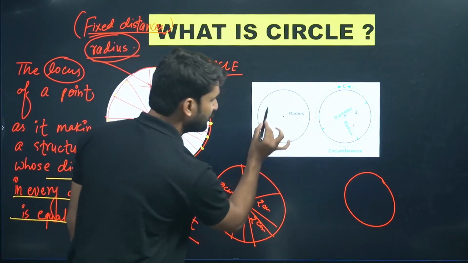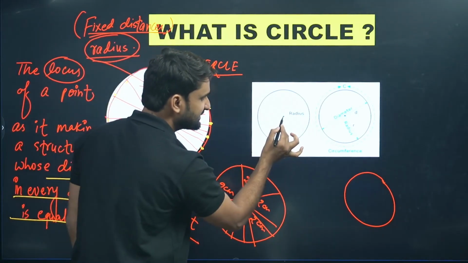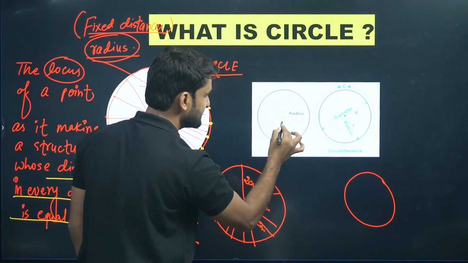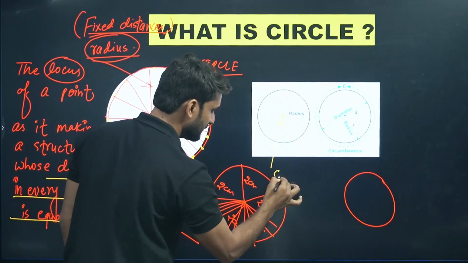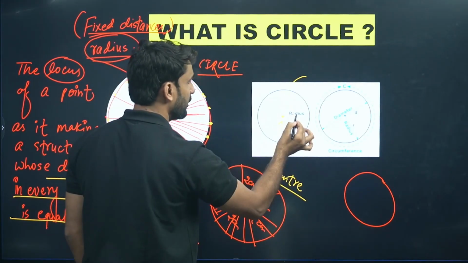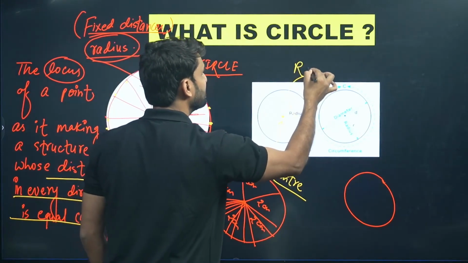Okay, so here look in this diagram, this center as you can see here is the center. This is called the center of the circle and this is called the radius.